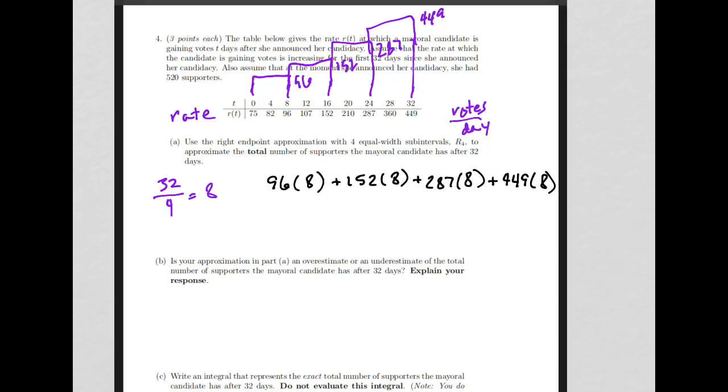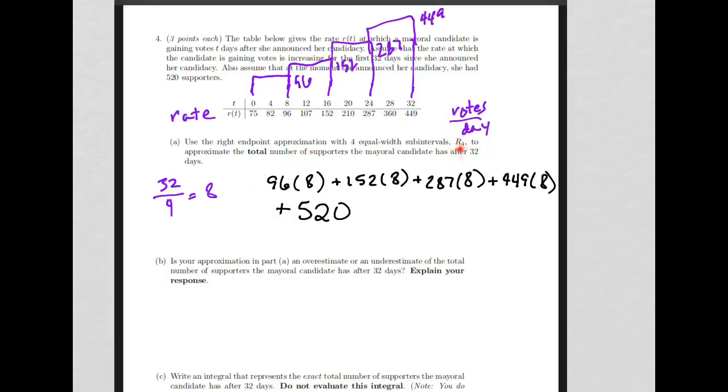However, there's one little piece here we've left out, and it's the starting 520. And so you would want to add that initial 520 voters in order to get the total. So this is the total change without the 520, and then the total includes that initial amount of voters. Okay, and so you'd plug that into your calculator to find it.